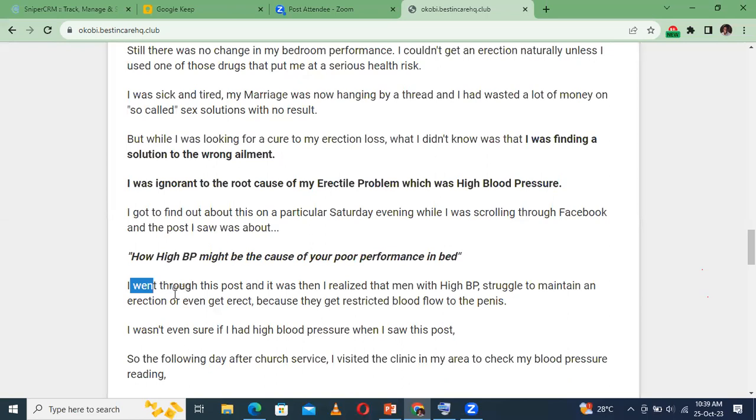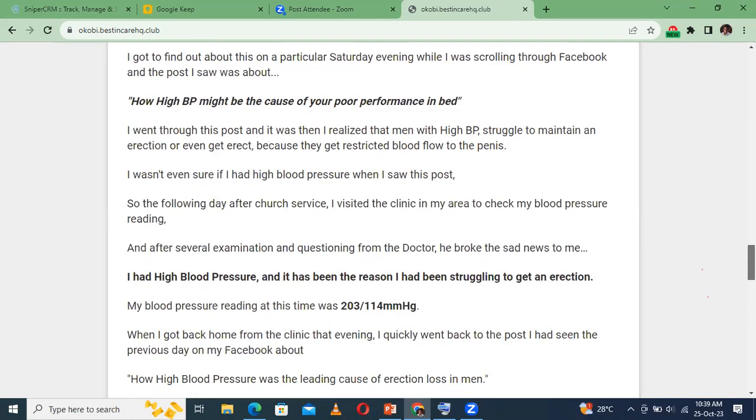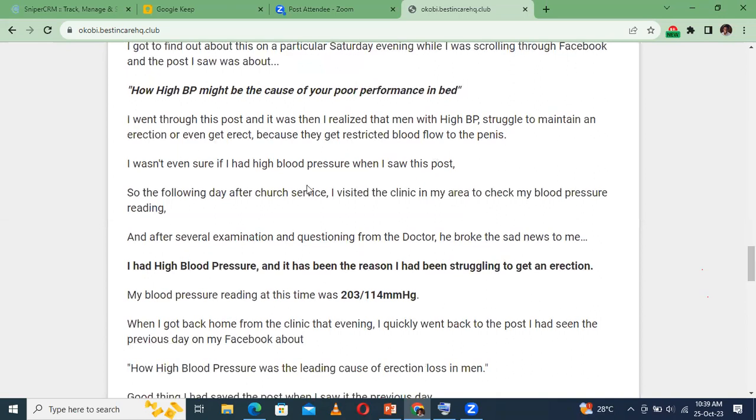I went through this post, and it was then I realized that men with high blood pressure struggle to maintain an erection or even get erect because they get restricted blood flow to the penis. So let's continue. I wasn't even sure if I had high blood pressure when I saw this post. So the following day after church service, I visited the clinic in my area to check my blood pressure reading. And after several examinations and questioning from the doctor, he broke the sad news to me. I had high blood pressure, and it has been the reason I had been struggling to get an erection.